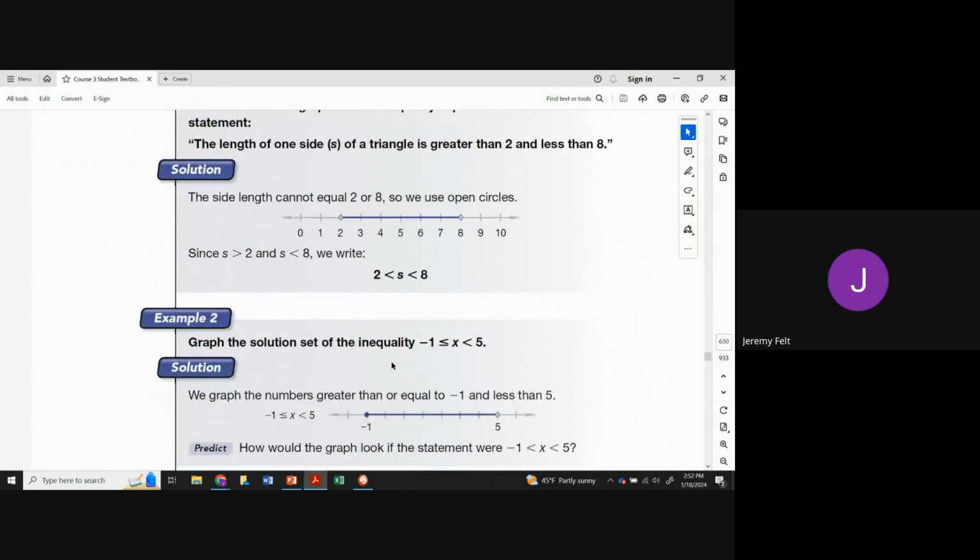Sometimes we can have greater than or equal to and less than. They don't have to both be shaded circles or both be open circles. We can have one or the other. So if X is greater than or equal to -1, we use a shaded circle at -1. And then it's also less than 5, so it doesn't continue on infinitely. It's got to be less than 5 also. We use the open circle at 5 because 5 would not satisfy this inequality. So -1, shaded circle, to the open circle at 5.